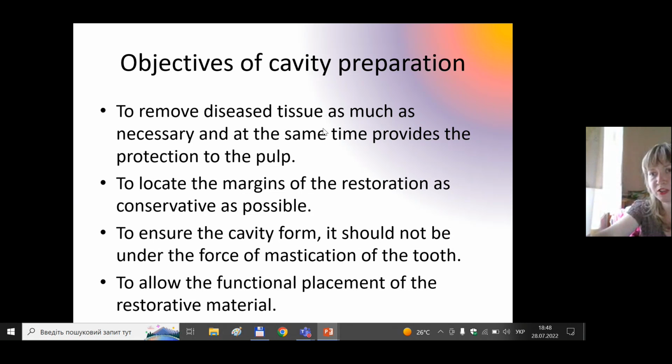Objectives of cavity preparation: to remove diseased tissue as much as necessary and at the same time provide protection to the pulp. To locate the margins of the restoration as conservatively as possible. To ensure the cavity form should not be under the force of mastication of the tooth. To allow the functional placement of the restorative material.